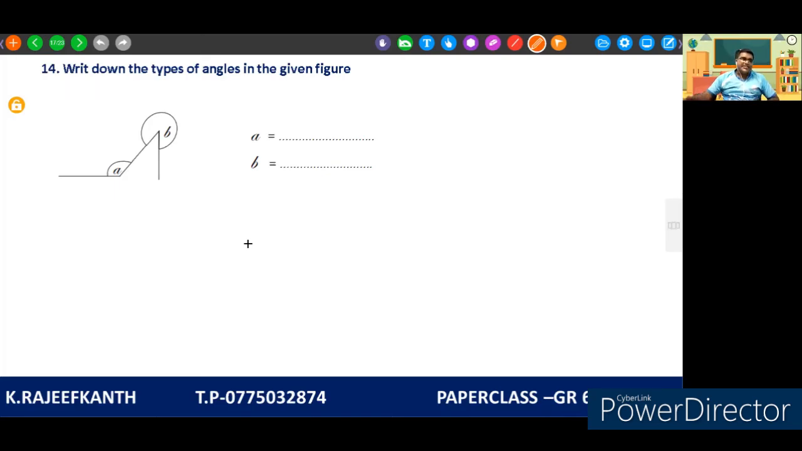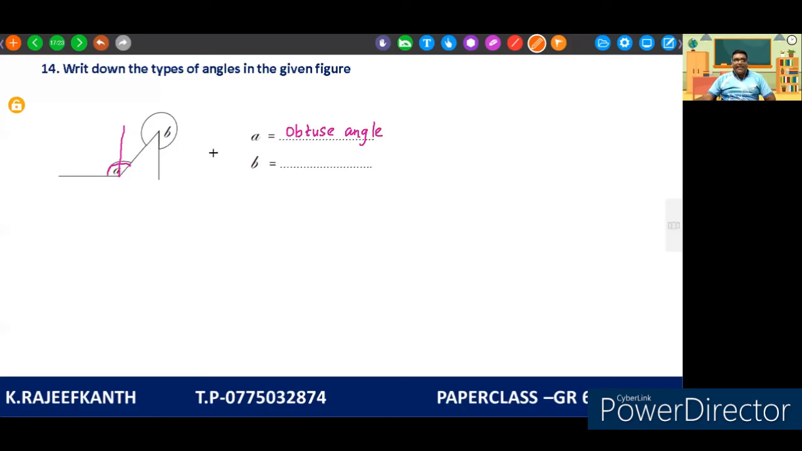Here, first A. Here, this is the right angle, and this is more than a right angle. So we can call this angle an obtuse angle. So angle A is an obtuse angle.